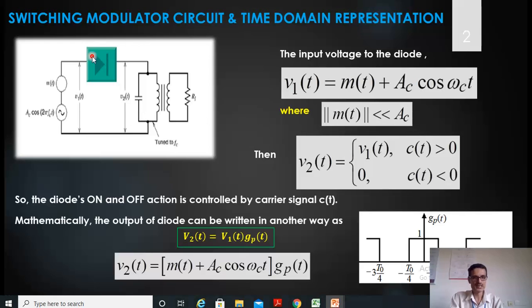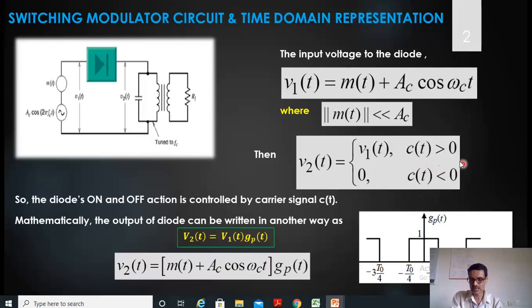I said already that it's a switching modulator where the diode is used as a switch. That is, either it is turned on, and when it is turned on, the input signal is allowed to pass to the output. If the diode is off, the switch is off, and the input is disconnected from the band pass filter. So mathematically I can represent it like this. We have to design it in such a way that the output V2 of t is equal to the input signal. The output is connected to the input through an on switch only when c of t is more than 0. That is during the positive half cycle. During the positive half cycle, the carrier signal is more than 0.